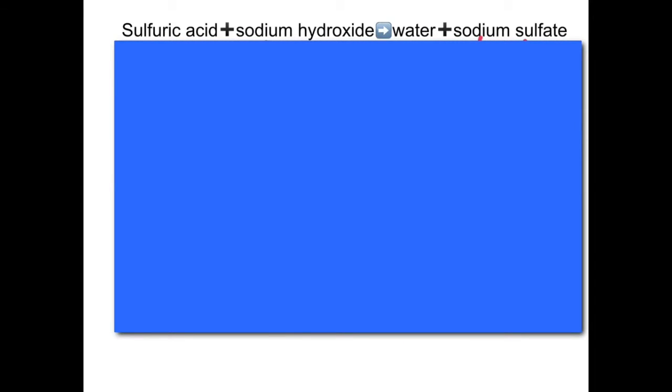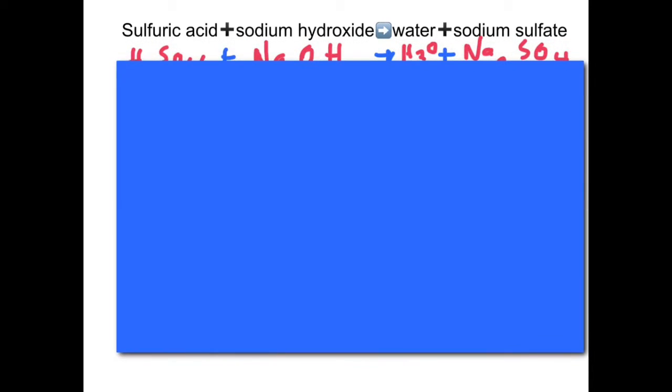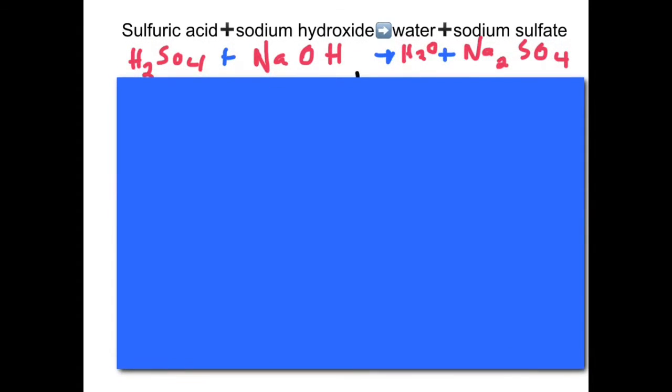In this tutorial today, we're going to be learning how to balance equations. So to start off, the first step to balancing an equation is to have a chemical equation. The one we're going to use today is sulfuric acid and sodium hydroxide yielding water and sodium sulfate. The second step is now to write that out in chemical notation. So it's going to be H2SO4 plus NaOH yielding H2O and NaSO4.